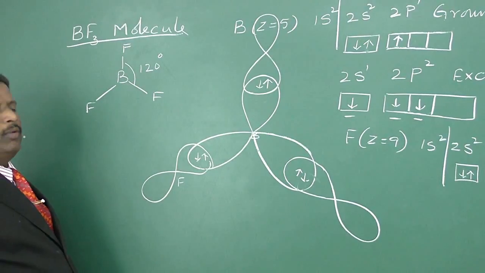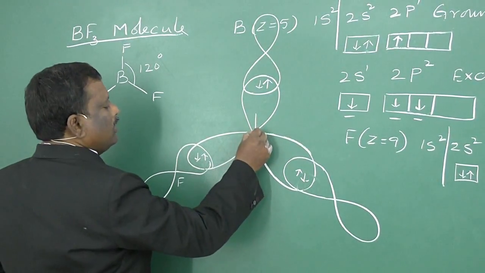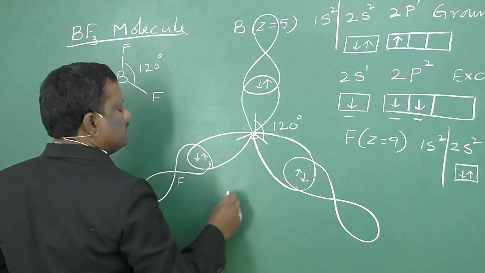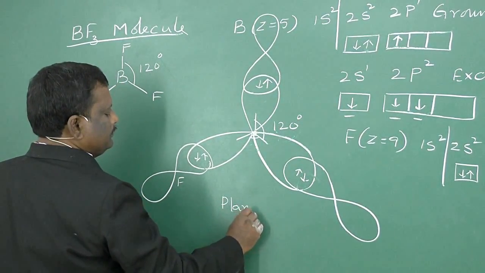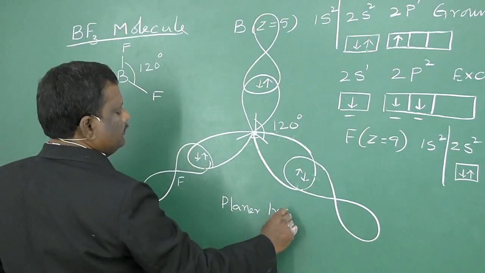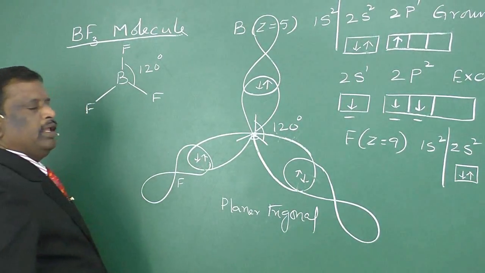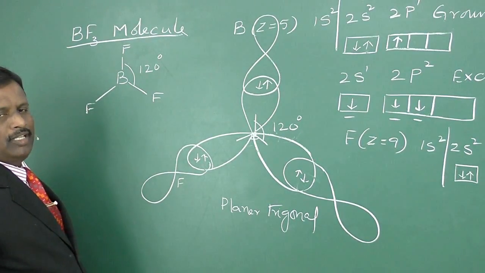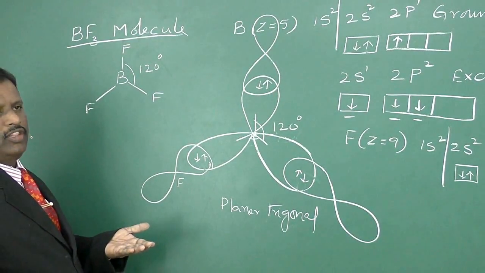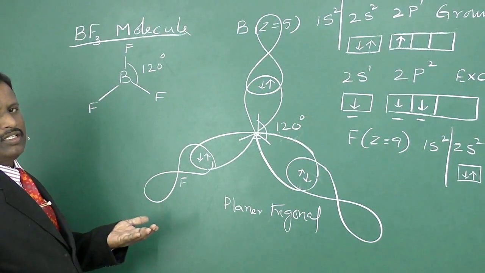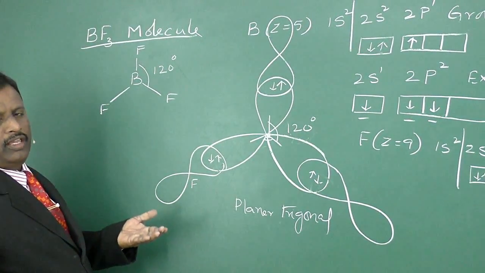So the BF3 molecule is in planar trigonal shape with bond angle 120 degrees. This is planar trigonal. Planar trigonal means triangular with 120 degrees angle in one plane. So this is the structure of the BF3 molecule.